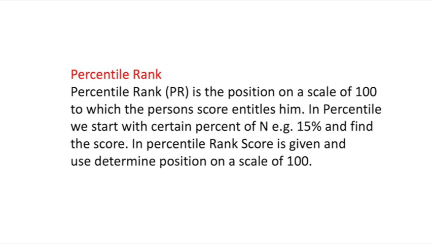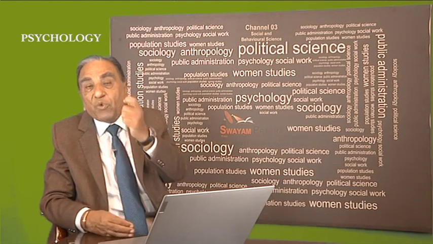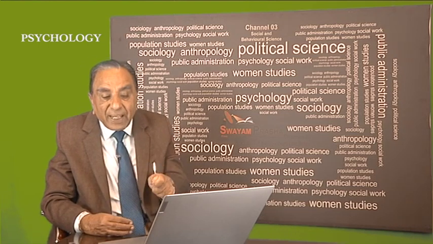In percentile, we start with a certain percent of n, for example 15%, and find the score. In percentile rank, the score is given, and we use it to determine the position on a scale of 100. What is the difference between the two? When we were calculating the percentile, I told you P20, P30, that means the percentile was given and you were to find the score. In percentile rank, a score will be given and you will have to find the position of the boy or the child whomsoever you are considering on a scale of 100, where he is lying.